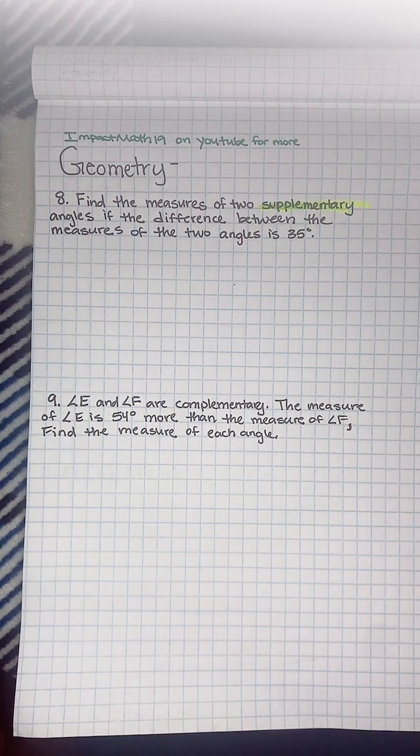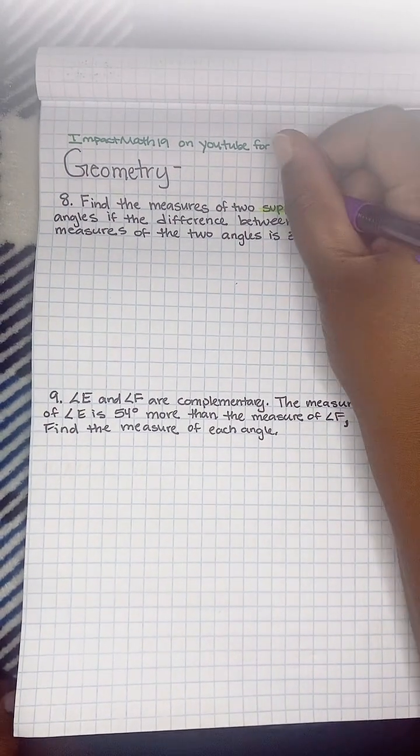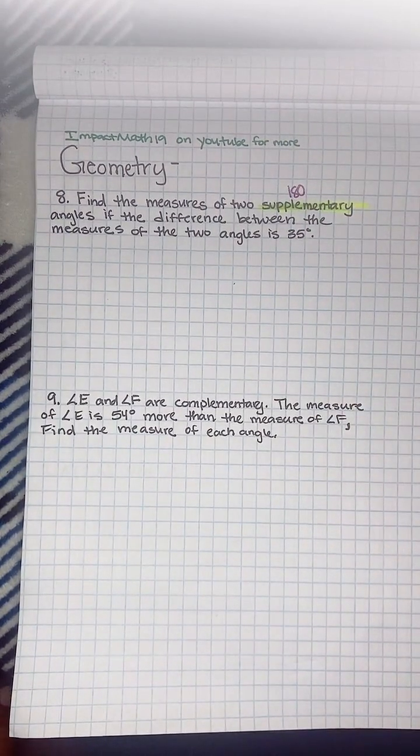Does anybody know how to set this up? So supplementary adds up to 180. Yes, perfect. So we know that's going to be our total.